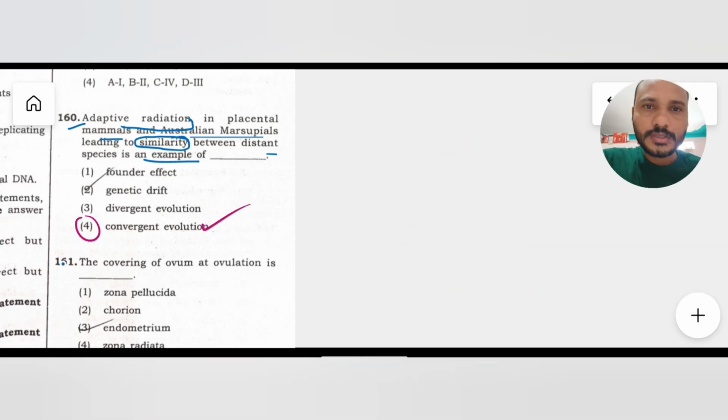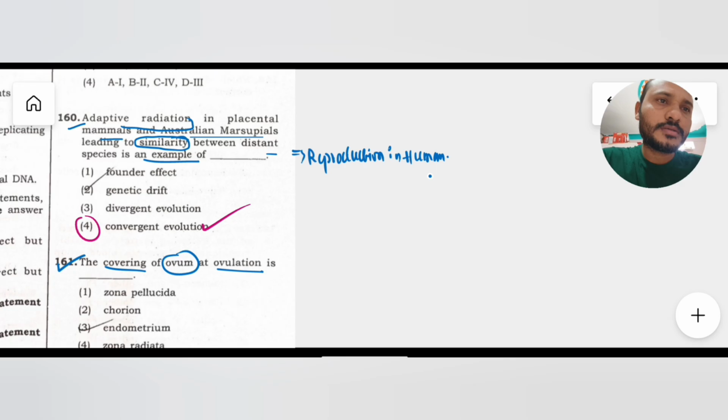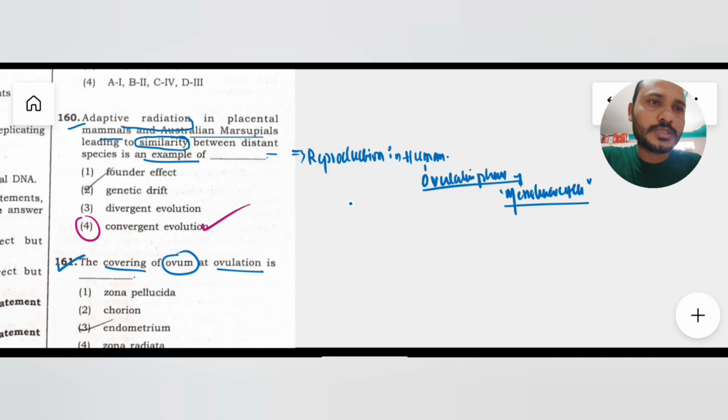Okay, next one, 161, the covering of ovum at ovulation. This question is framed from human beings. Generally in females, ovulation is framed from the ovulation phase. Generally the ovulation phase is a phase in the menstrual cycle. We know that in the menstrual cycle there are four important phases. We will discuss later. In that, the third phase is the ovulation phase.